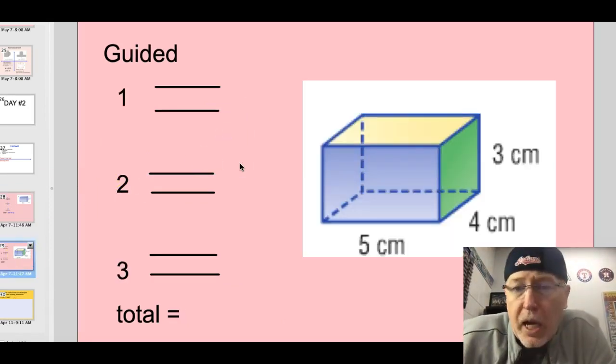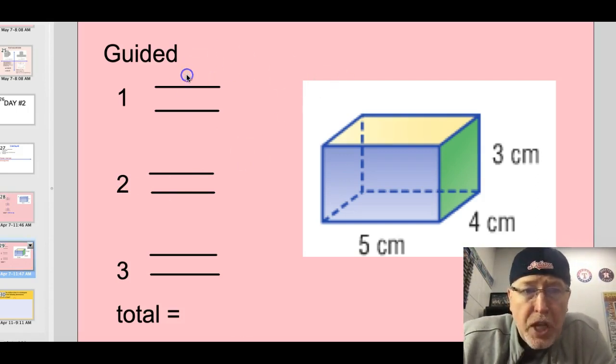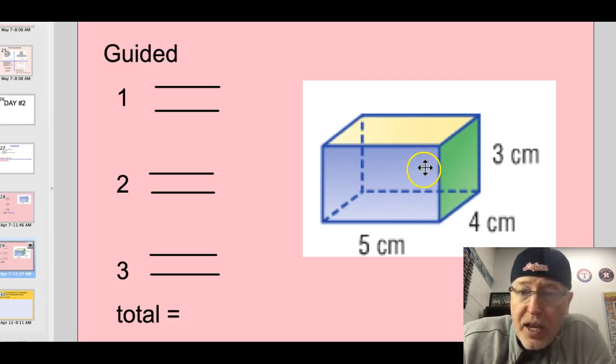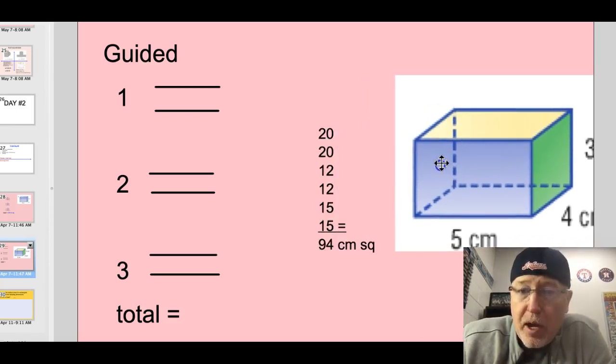Same thing here. First side would be 5 times 4. That would be 20 and 20. This next side here would be 12 and 12. The top here, or the back and the front, would be 5 and 3, which would be 15. I'm going to slide them off my answers.